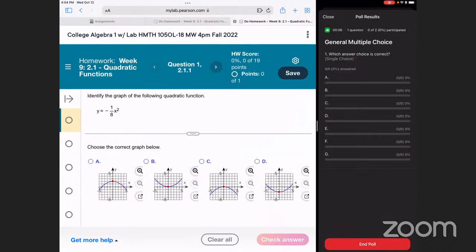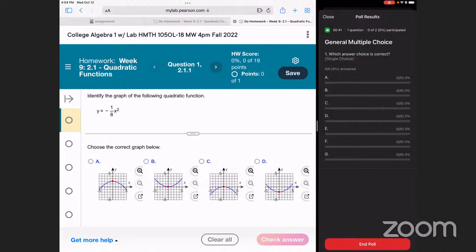Okay. This question asks us to identify the graph. Is it A, B, C, or D? We have y equals -1/8 x squared. If we think in terms of transformations, x squared means we're going to have a U-shaped curve. We multiply the outside of our basic function by 1/8, a number between 0 and 1, so we're going to have a vertical compression. We're going to smush it vertically, so it should be short and wide.